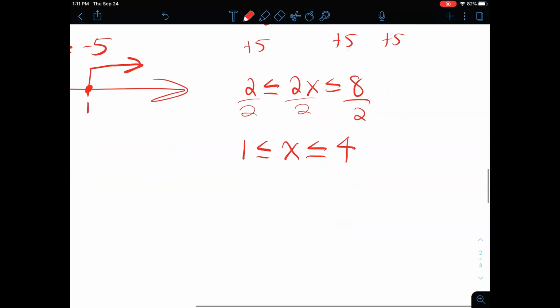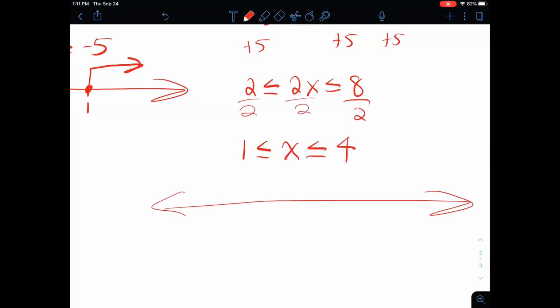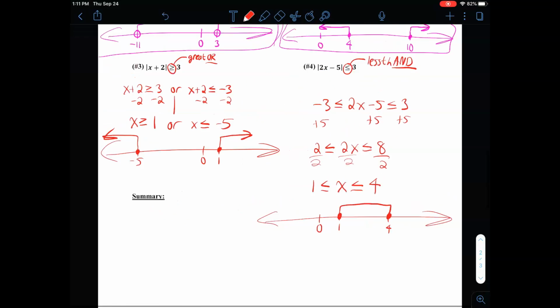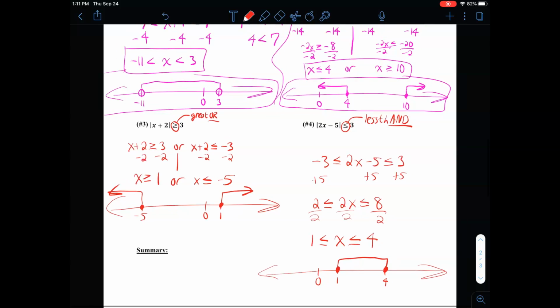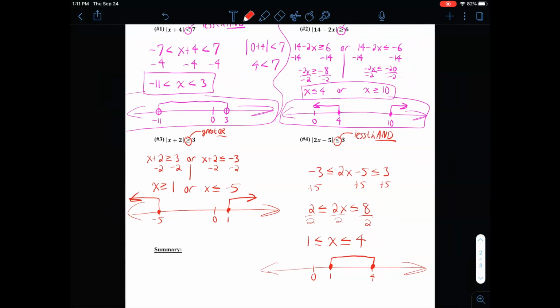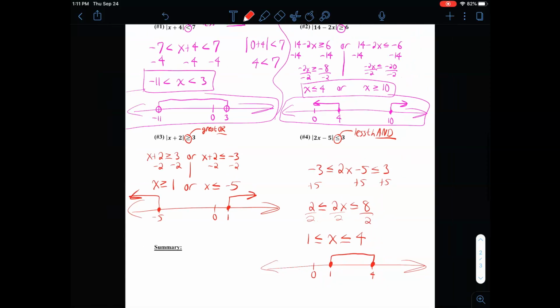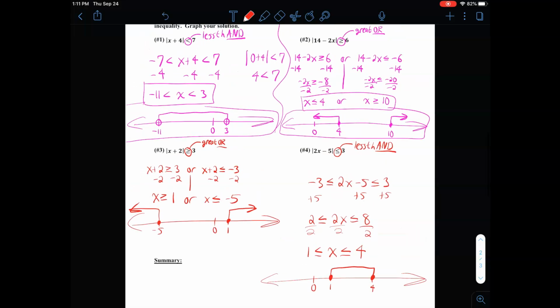Draw our line. It's 1 and 4, so we're going to put 0 a little bit farther to the left. We got 1, we got 4. It's a sandwich, closed circles. And there's our graph. Okay, so there's our answers for these problems.